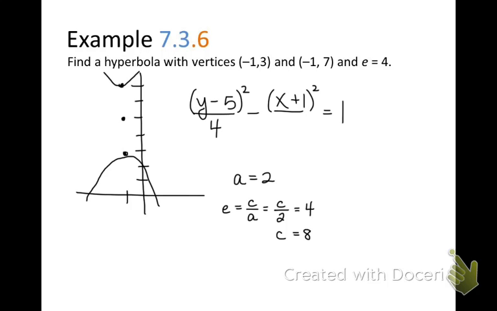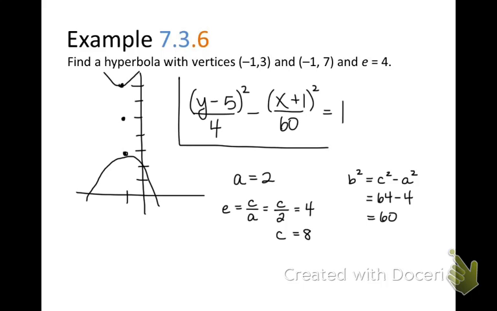So I can simplify my life just a little bit by recognizing that b squared is going to equal c squared minus a squared once I readjust my Pythagorean theorem, right? But what is c squared? What is a squared? So b squared is, and that's what I would put underneath my second fraction. And then you are done.